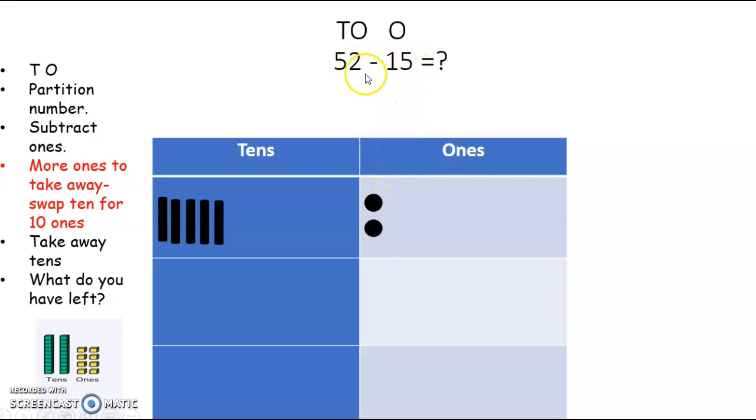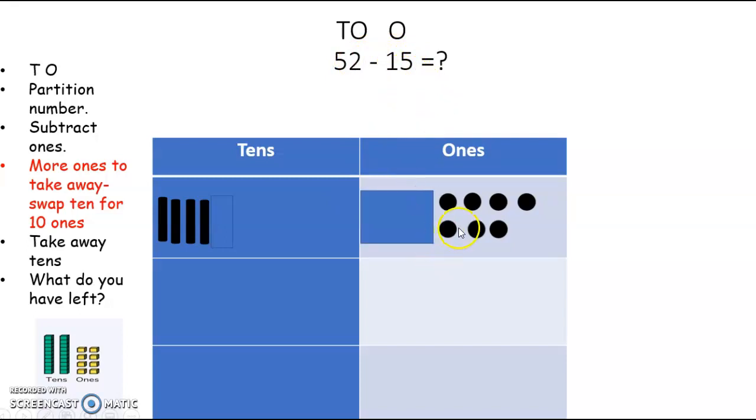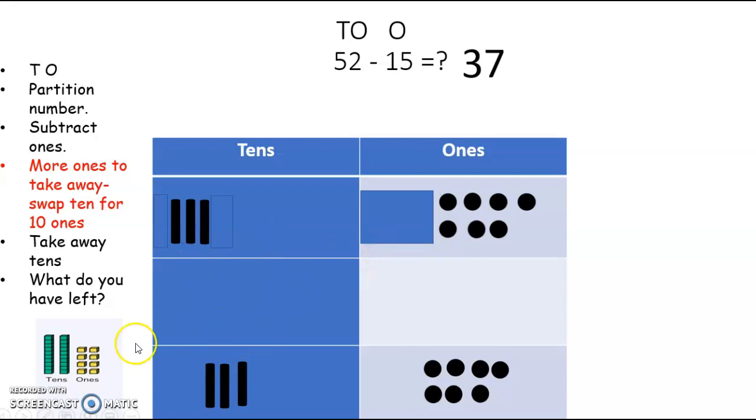We want to take away the ones, but we can't because 5 is more than 2. So we need to borrow a 10, swap it for 10 ones, and move it across like so. Now we can take away the ones. So if we take away 5, we have our ones there. Now looking at 15, it also has a 10, so we need to take away another 10. So now we have 7 ones, 3 tens, so our answer is 37.